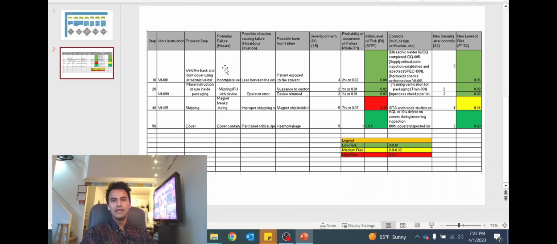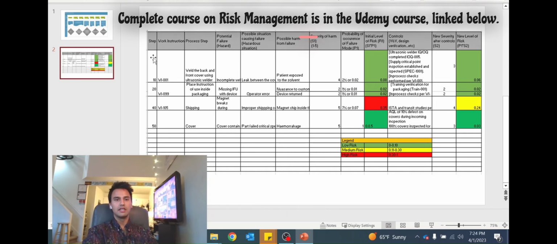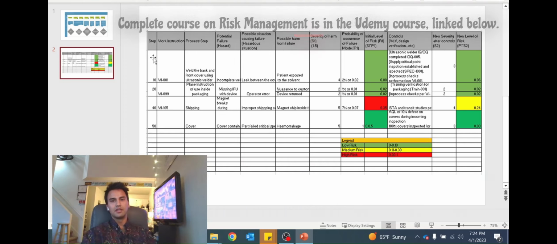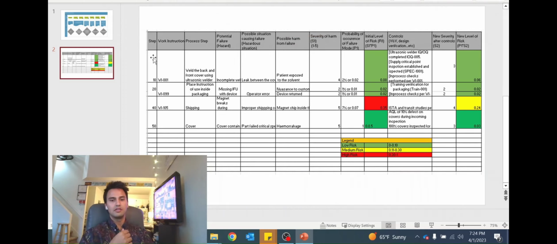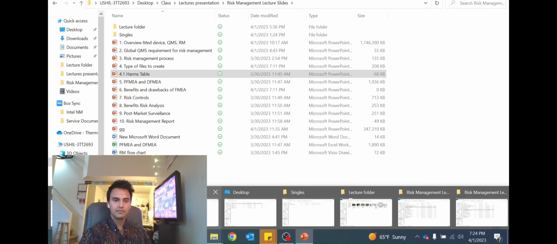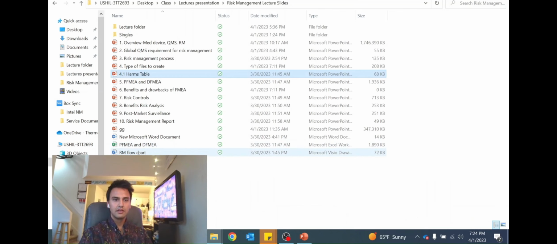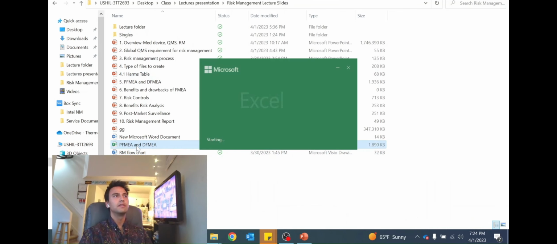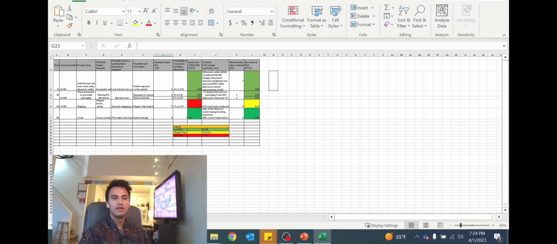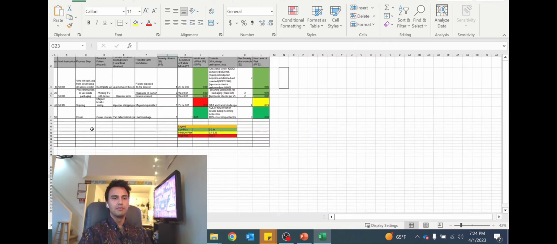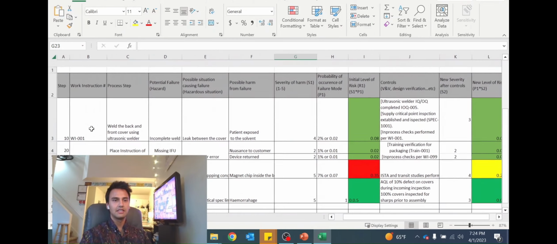So I have made this pFMEA and even dFMEA in the same file so I can show it to you guys. This is a typical pFMEA chart that you can make in an Excel sheet. I can pull up the one that I made actually. So pFMEA and dFMEA. This is the one that I made. It only has 3 lines.